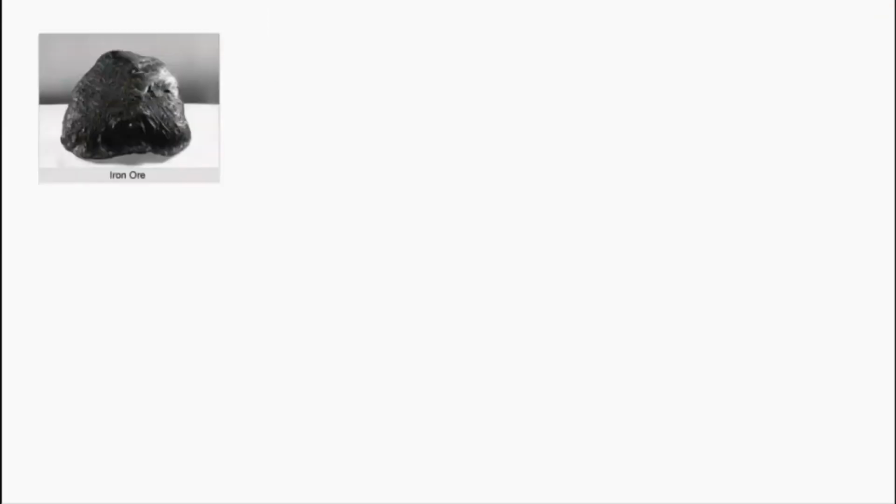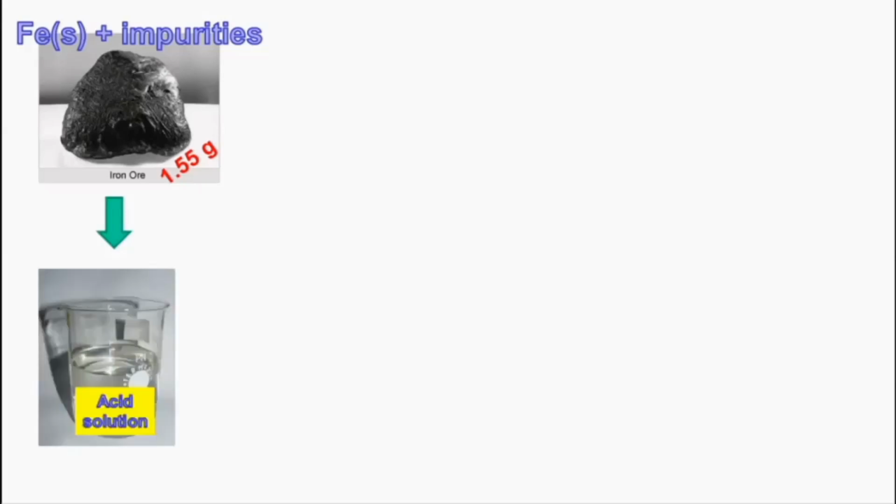So what do we have in this question? We have a sample of iron ore, and the mass of this iron ore is 1.55 grams. For information, iron ore contains iron and impurities. So if we want to extract this iron from the sample, the iron ore must be dissolved in an acid solution.